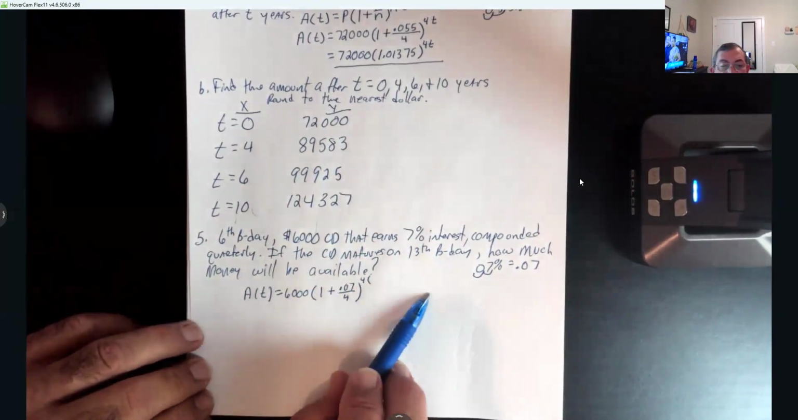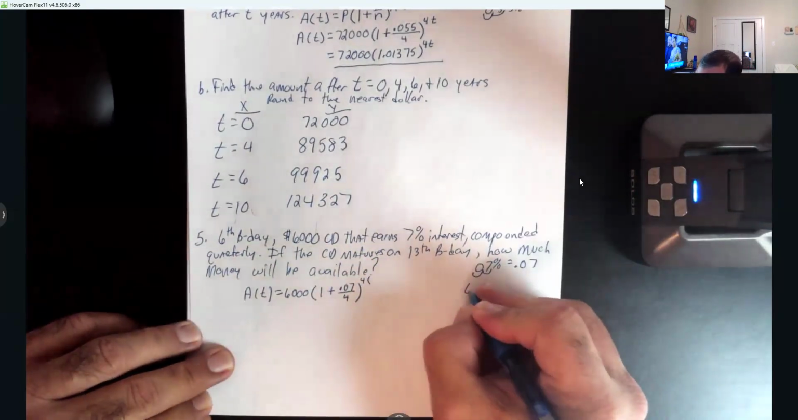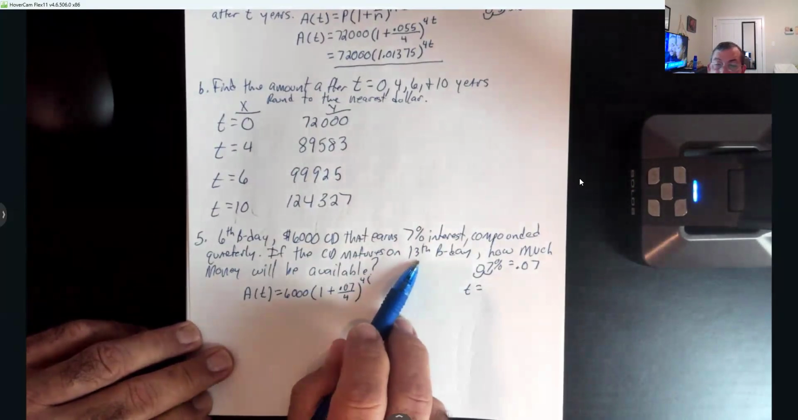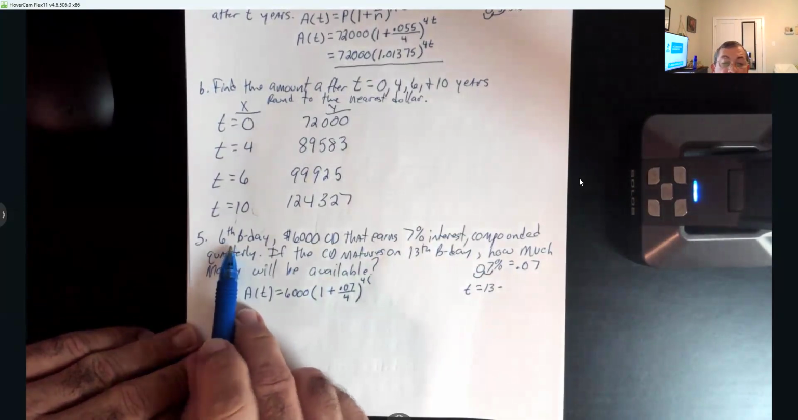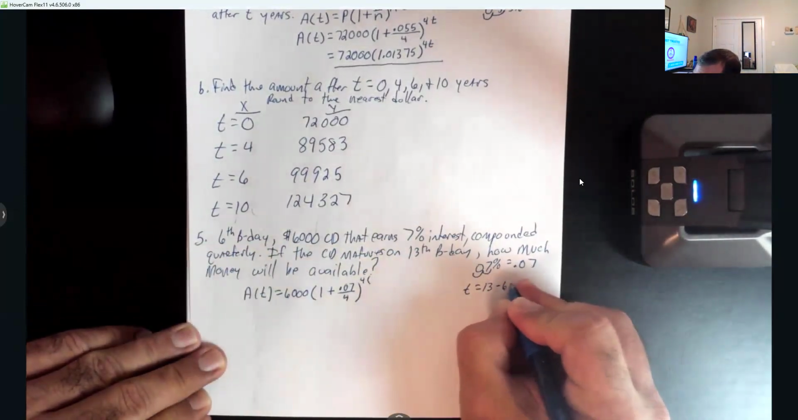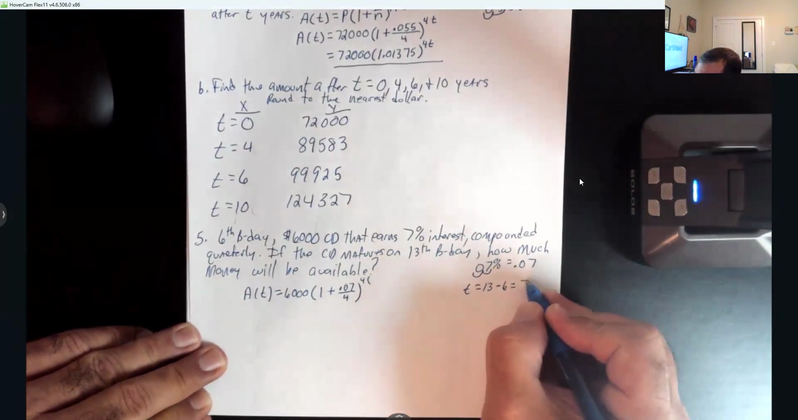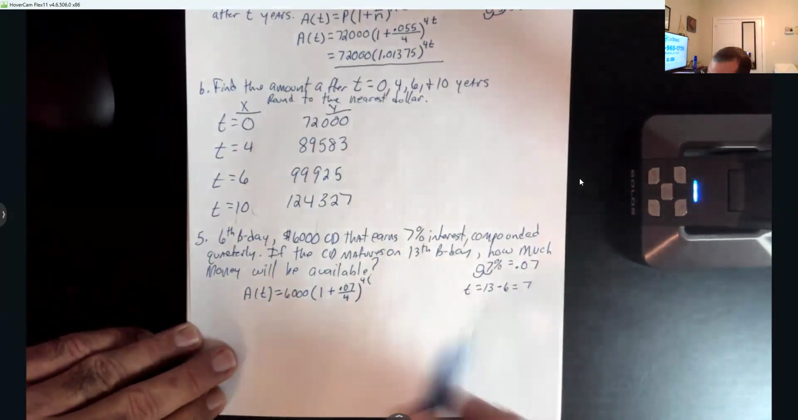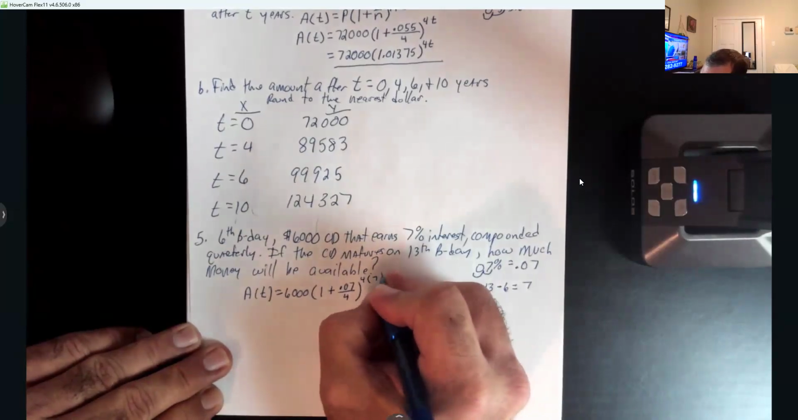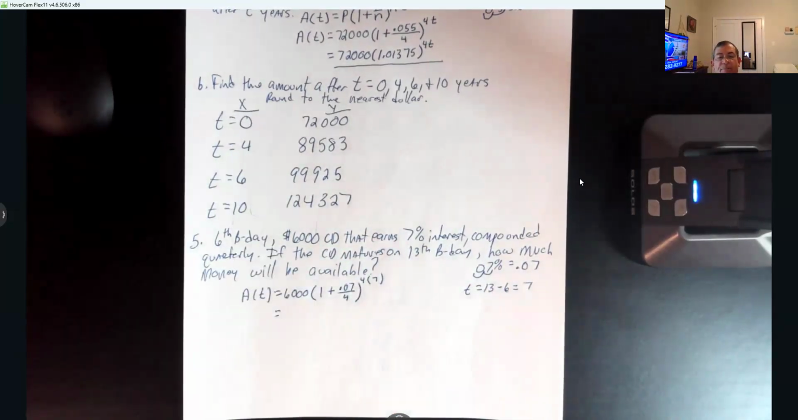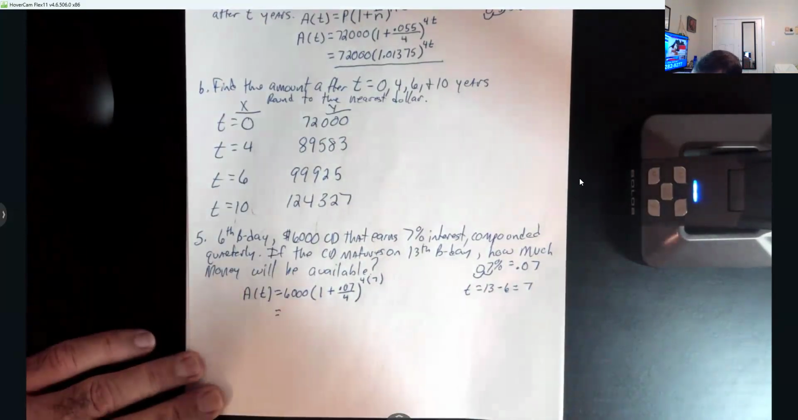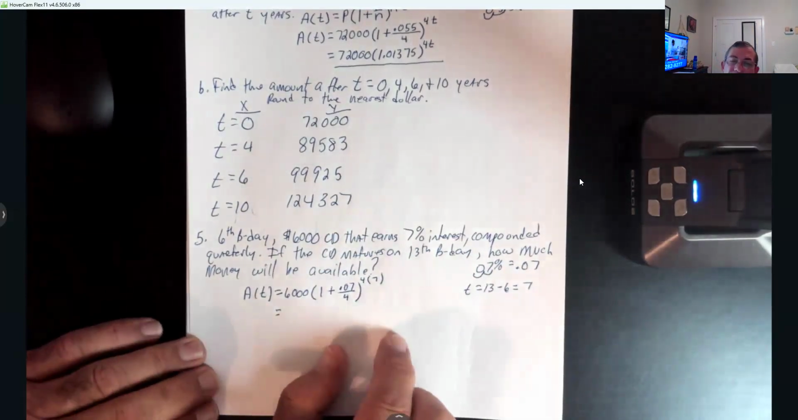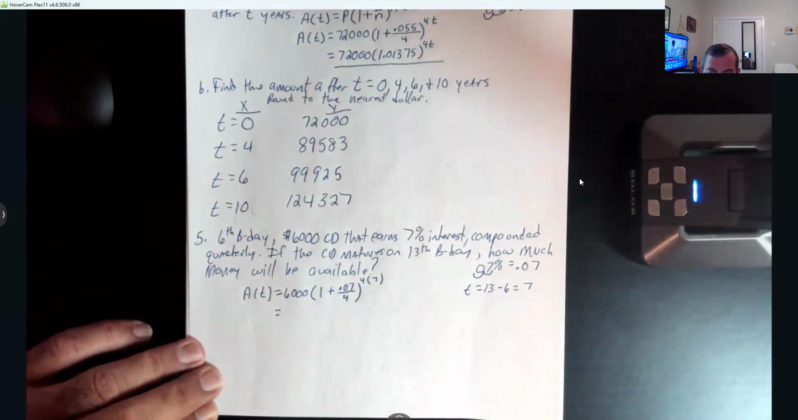So T is the number of years. For that, T will equal, it matured on the 13th birthday, minus it started on her 6th birthday. So time looks like it matured for 7 years. So that'll be 4 times 7 as your exponent up there now. Now, this one says round to the nearest cents. So that means 2 decimal places.